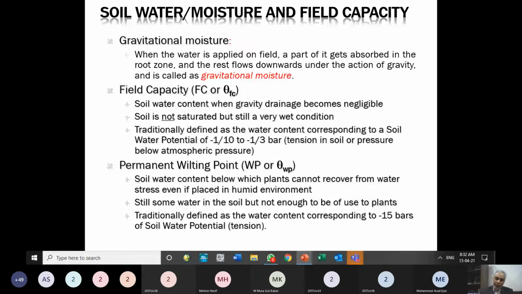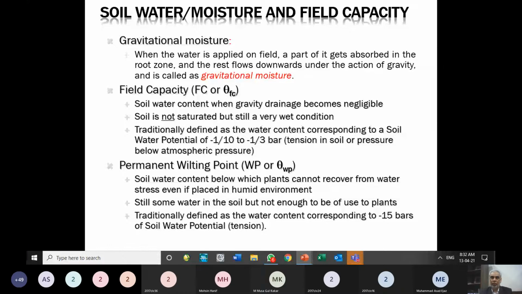So if you have a tensiometer installed in the soil, when it is fully saturated, it will show zero pressure. When it goes towards dryness, it will show negative pressure. When the field capacity moisture content is reached, the soil tension is close to 0.1 bar to 0.3 bar. So that is the scientific way of representing field capacity: the moisture content corresponding to soil water potential equal to 0.1 to 0.3 bars.